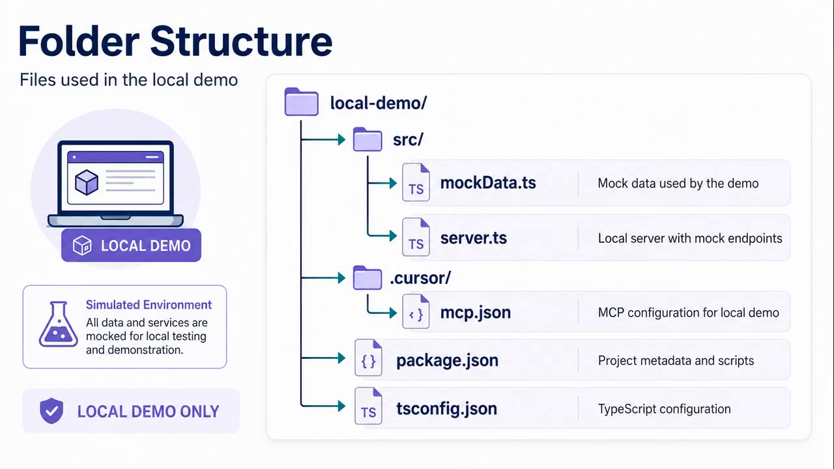This sets up the next important point, folder structure. The folder structure is intentionally simple. src/mockdata.ts stores fictional sample data. src/server.ts defines the MCP server and mock tools. .cursor/mcp.json tells Cursor how to start the server. Package.json stores scripts. Config.json controls TypeScript output. Small structure makes the first agent easier to debug.